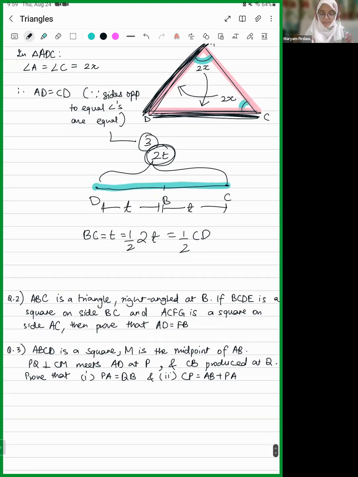Ma'am, yes, clear. Why are we writing BC is equal to half of CD? Because BC is equal to t and CD is twice of that. It is 2 times t. That means BC is half of CD. Any confusion till here?